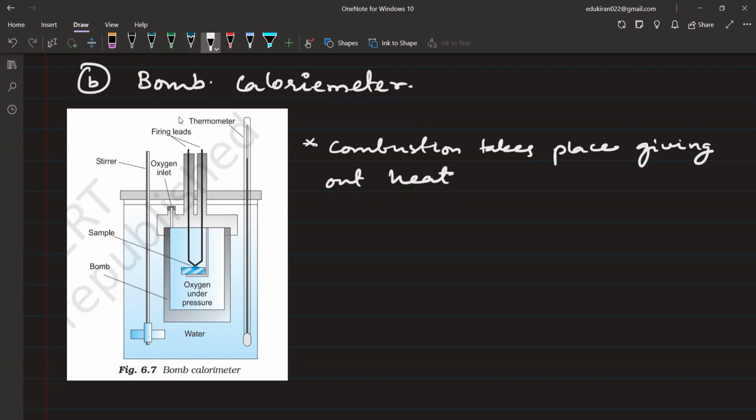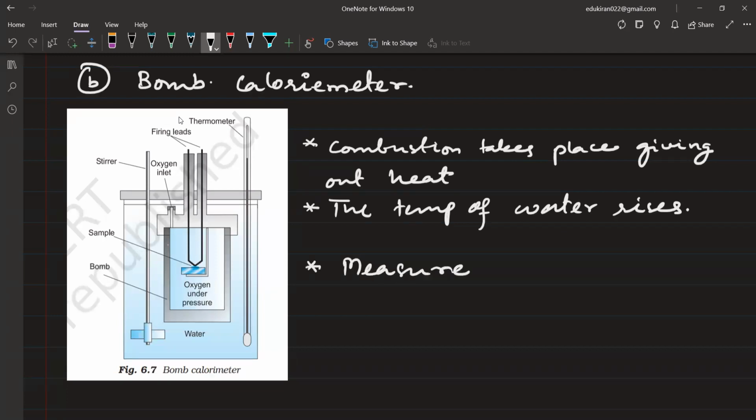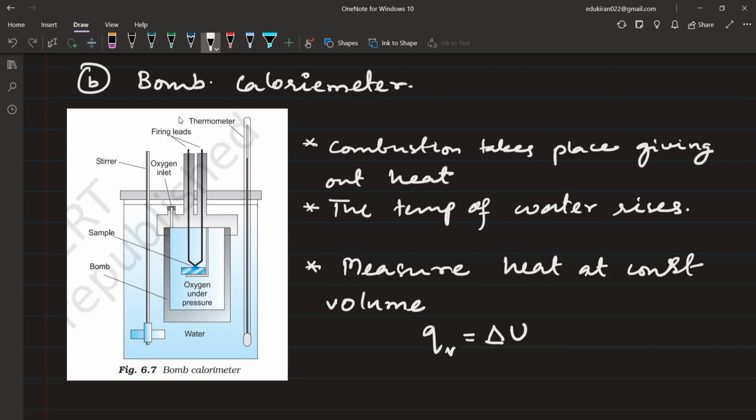So first of all, combustion takes place giving out heat. The temperature of water rises, and with this we measure the delta T. We'll write here, measures heat at constant volume. QV is equal to delta U.